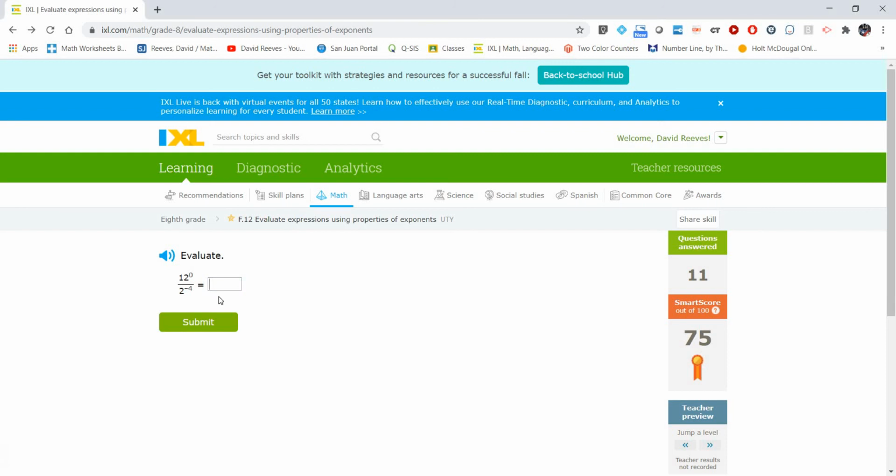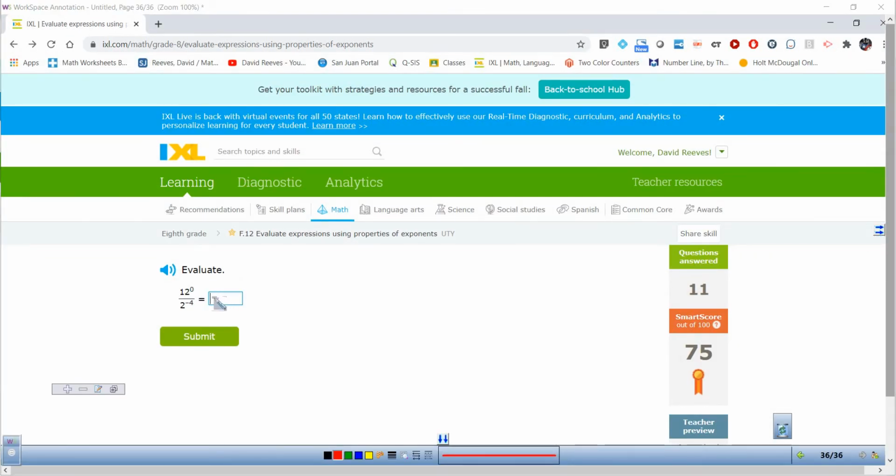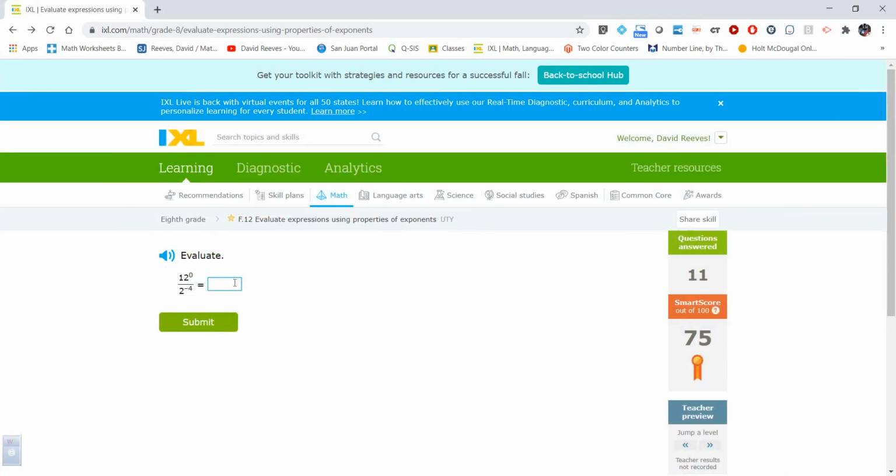Okay, in this case, here we go. 12 to the 0 is on the top, and that would be a 1, right? And that 2 to the negative 4 is on the bottom, so it's going to go to the top and become 2 to the positive 4. And then nothing's left on the bottom, so it's just a 1. So on the top we get 1 times 2 to the 4, 2 times 2 times 2 times 2 is 16. So you get 16 over 1. But we are allowed to leave the bottom empty, so we just put 16 as our answer. Whoops, not 156, 16.